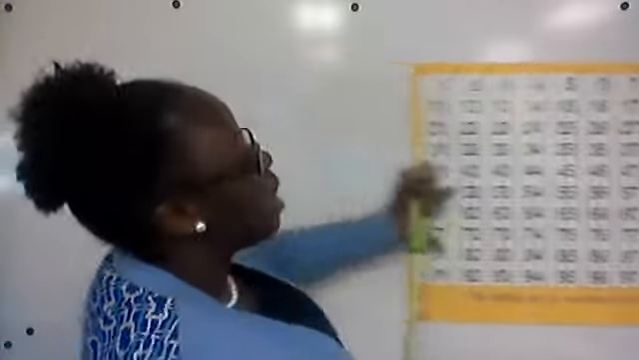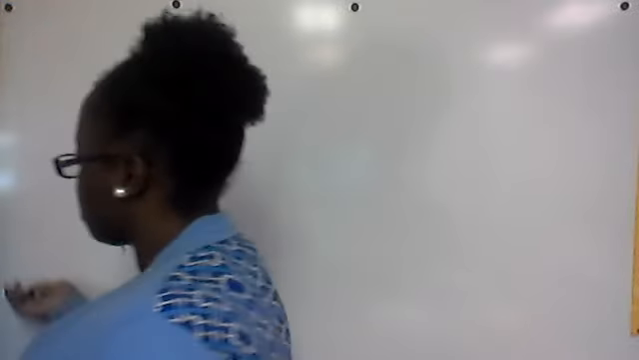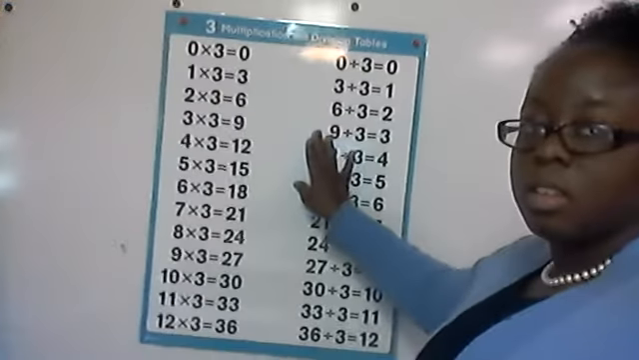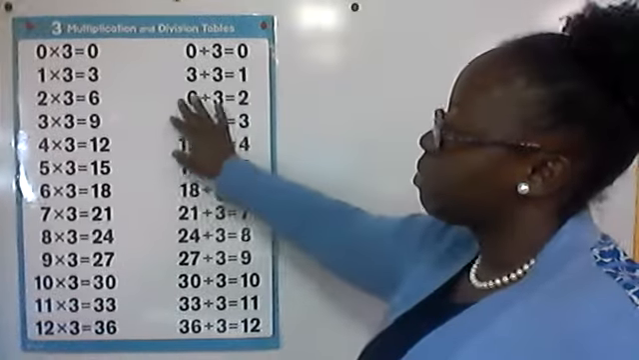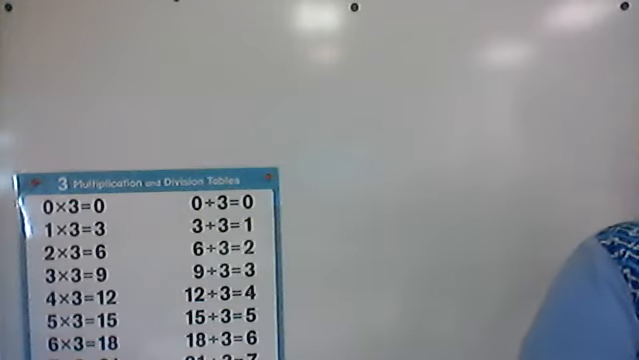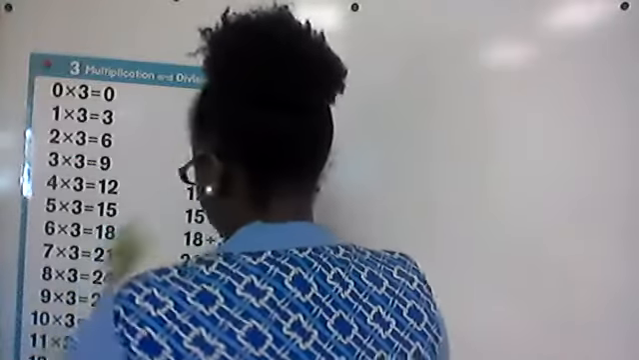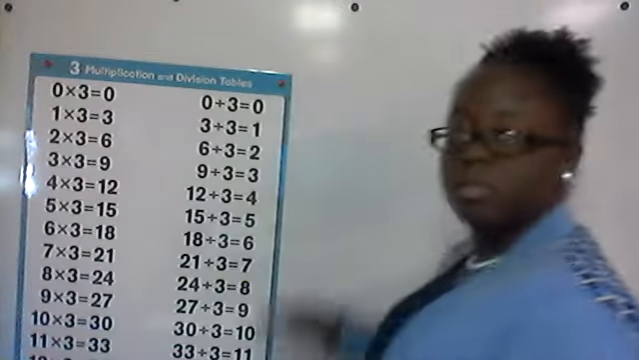Good job. Now we're going to go over our division. Well, let's go ahead and do the multiplication and division by threes. Again, together. Let me grab my other magnets. See if they can stay in position.